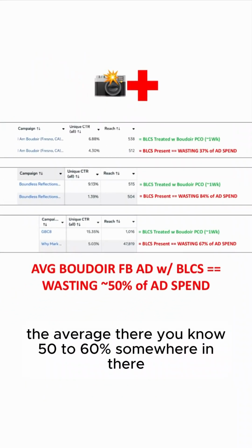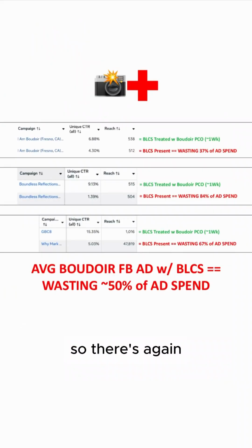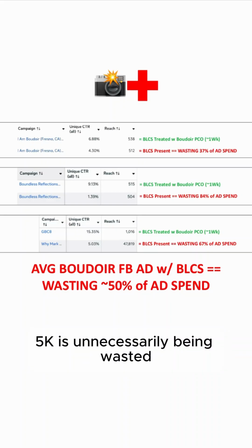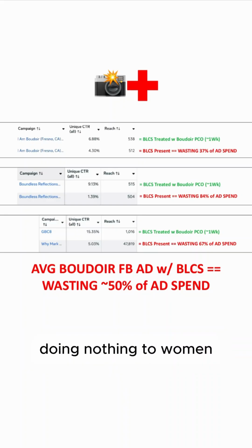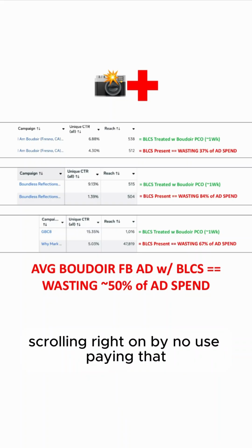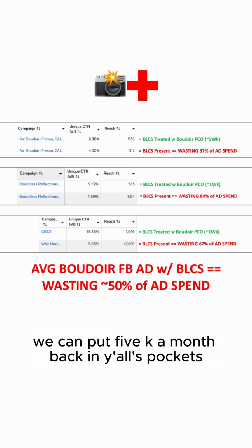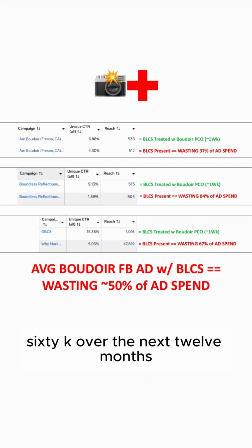So the average there, 50 to 60%, somewhere in there. So again, if you're spending 10 grand a month on Boudoir Facebook ads, 5K is unnecessarily being wasted, doing nothing, with women scrolling right on by. No use paying that, and by eliminating that, we could put 5K a month back in y'all's pockets, 60K over the next 12 months.